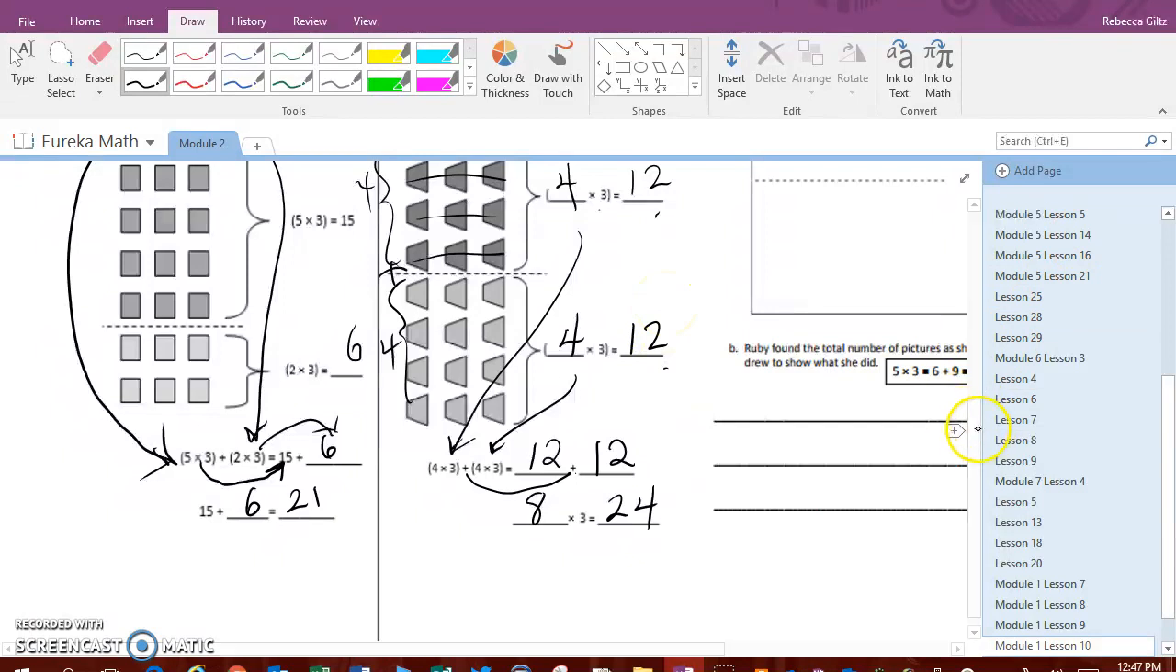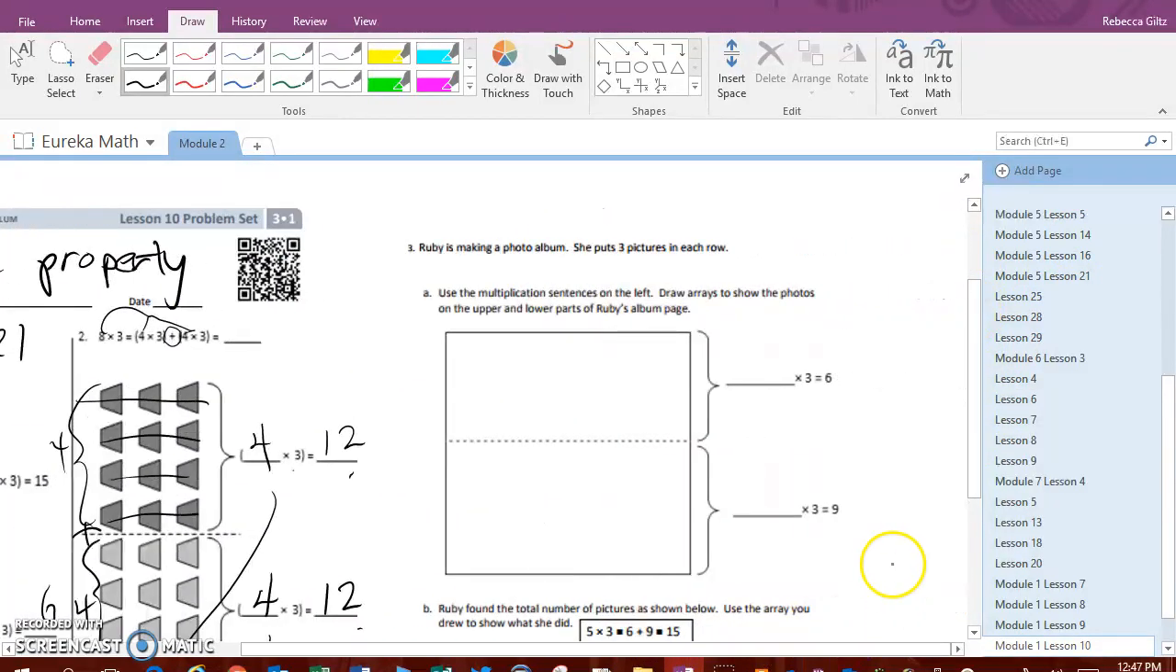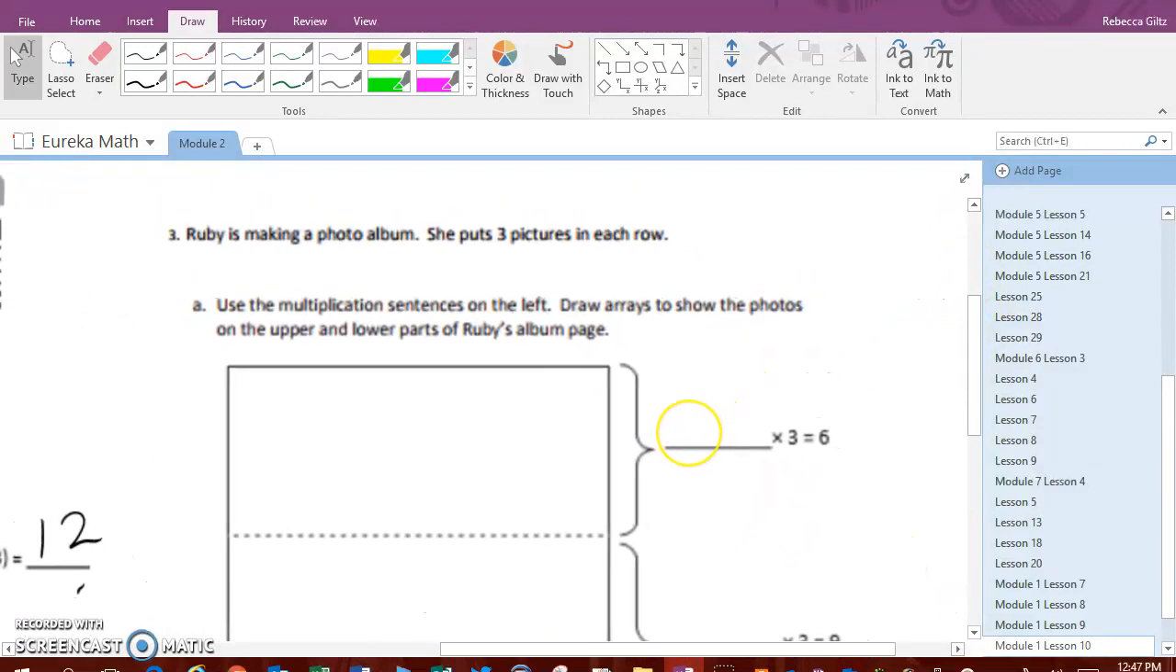Okay, so let's see what's on the back. Slide this over, make it a little bigger. Ruby is making a photo album. She puts 3 pictures in each row. Use the multiplication sentences on the left. I think that should say right. Draw arrays to show the photos on the upper and lower parts of Ruby's album page.